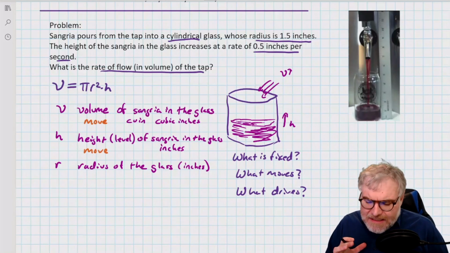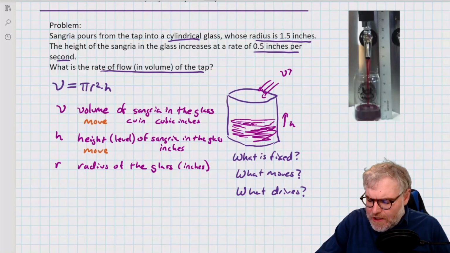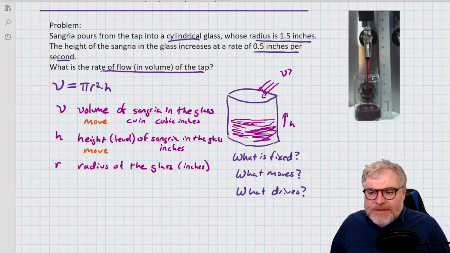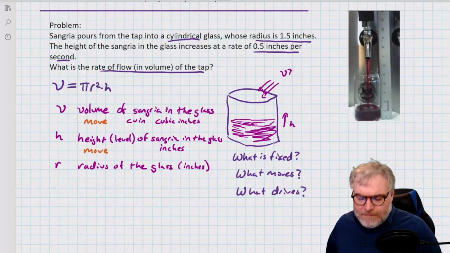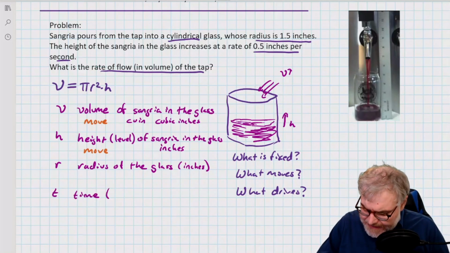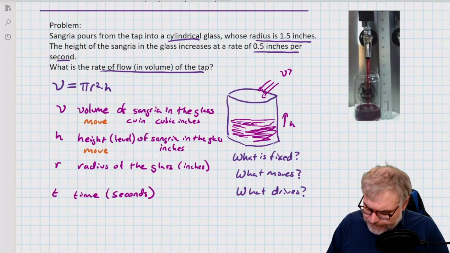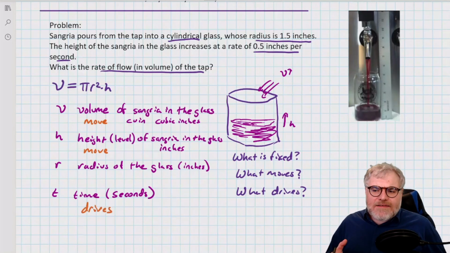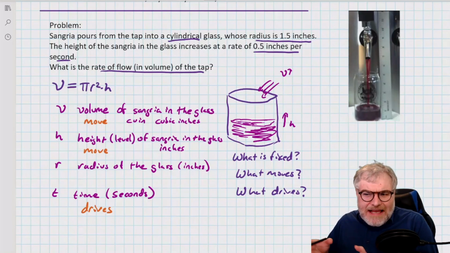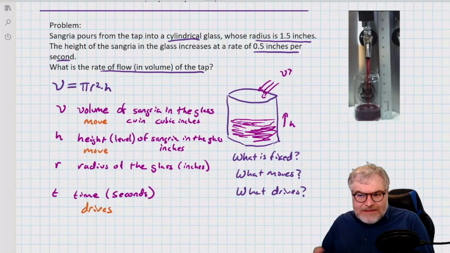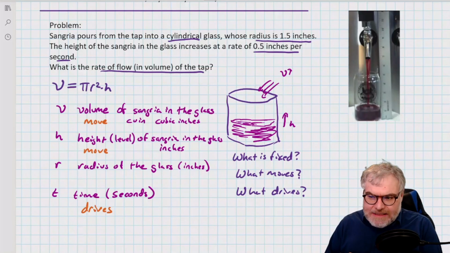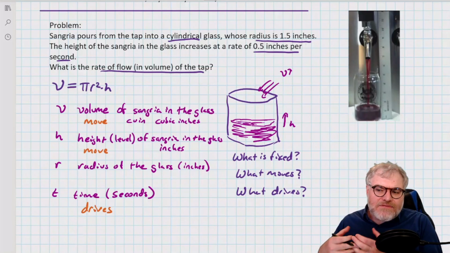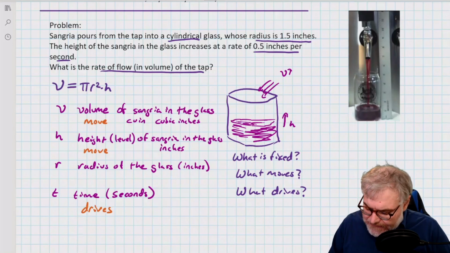Well, there's a variable that I'm not talking about right here in this relationship, but that's time. Time goes forward and it drives the problem. In this case, it is in seconds, and this is the driver. Now, I have the radius of the glass, but the radius of the glass doesn't change, right? It's a solid piece of glass. It's not molten liquid changing the radius, right? The radius of the glass is fixed. So I'm going to say that that's fixed.